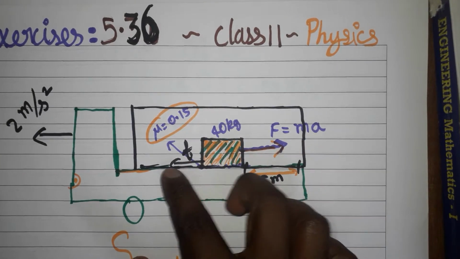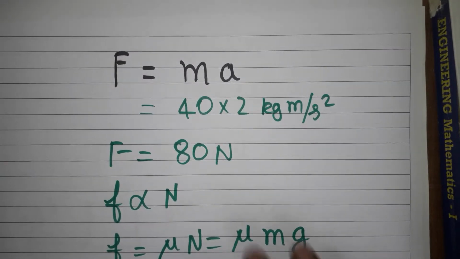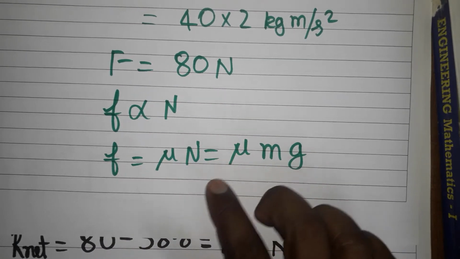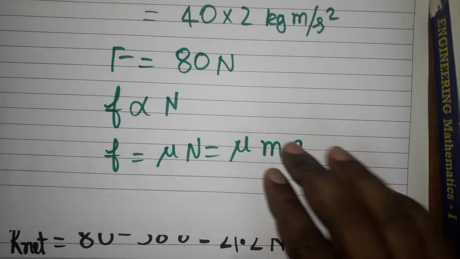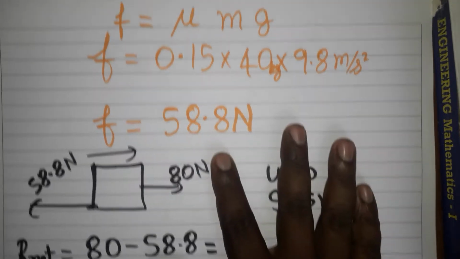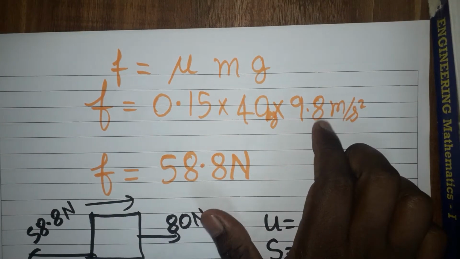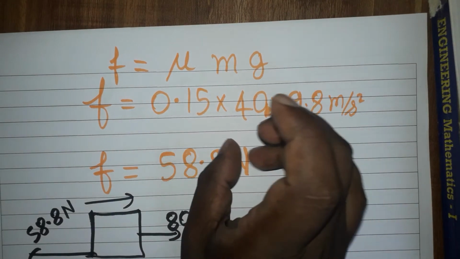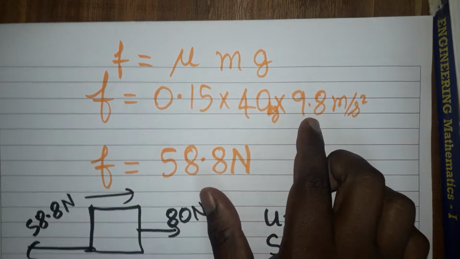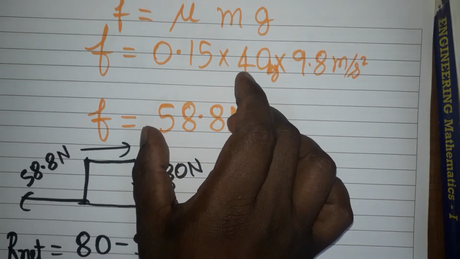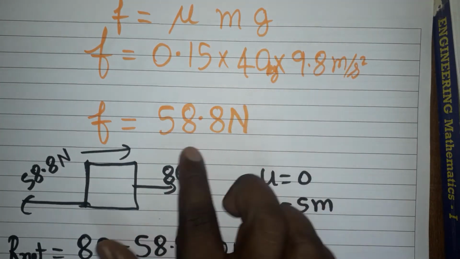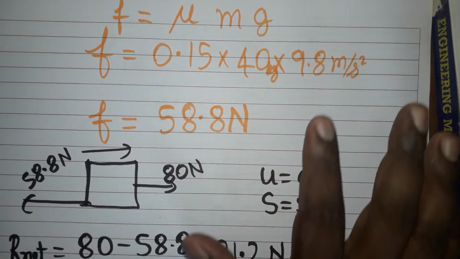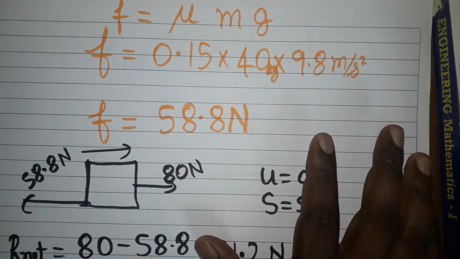Now what is the friction force? Friction force is directly proportional to the normal reaction force. Friction force is equal to mu times the normal force. What is normal? M into g. Mass of the block is 40 kg, gravity is 9.8, coefficient of friction is 0.15. When you multiply everything together, if you take g as approximately 10, you will get 60 Newton. Otherwise, if you calculate the actual value, it is 58.8. My preference is that you should calculate the actual value, 9.8 meter per second square.